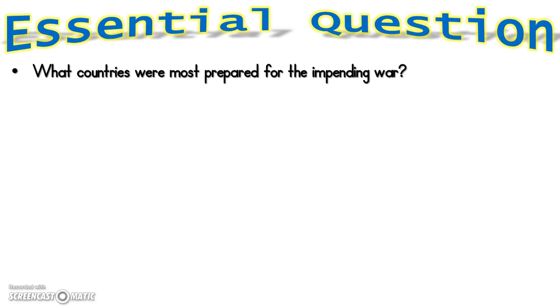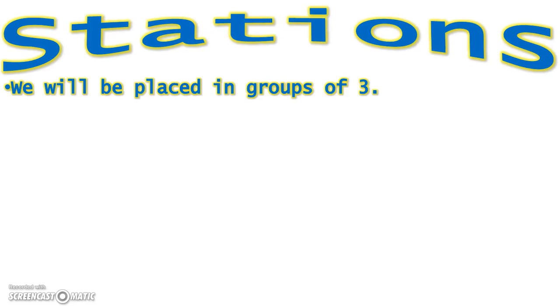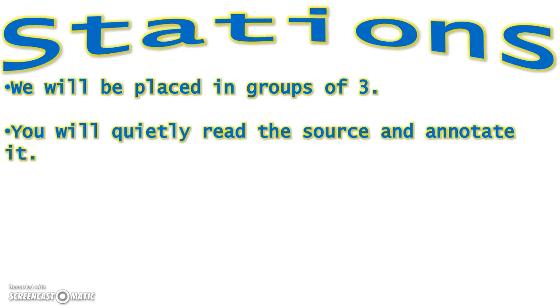Okay, so how are we going to answer that question today? We are going to be doing a stations activity. We will be placed in groups of 3. You will quietly read the source and annotate it. Now, you can't read all of the sources in the traditional sense. Some of these sources are going to be charts, and those charts we're not going to read the same way we're going to read text, but like we do sometimes in this class too, we can read film as text. So we're going to be reading it, just not in the traditional sense.